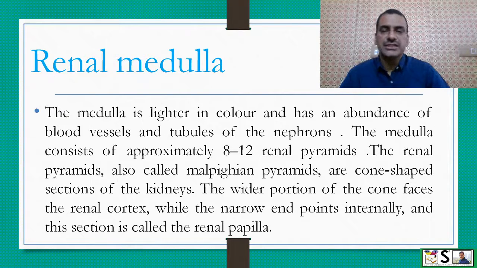The medulla is lighter in color and has an abundance of blood vessels and tubules of the nephrons. The medulla consists of approximately 8 to 12 renal pyramids. The renal pyramids, also known as Malpighian pyramids, are cone-shaped sections of the kidney. The wider portion of the cone faces the renal cortex and the narrow one points internally towards the pelvis, and this section is called the renal papilla.